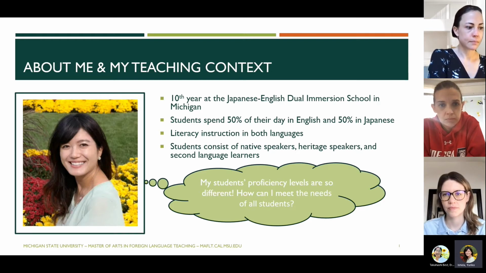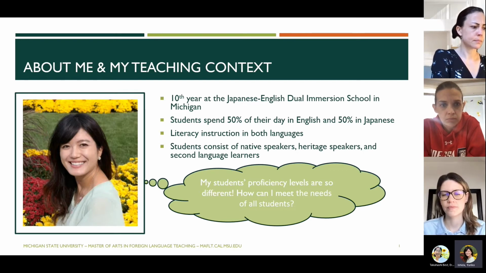We also have heritage speakers who were born in the US or other countries, where either the mother or father speaks Japanese, and they speak more than one language at home. And we also have second language learners. Those are mostly American students who speak only English at home, and they come to our school in kindergarten or first grade to start learning Japanese.